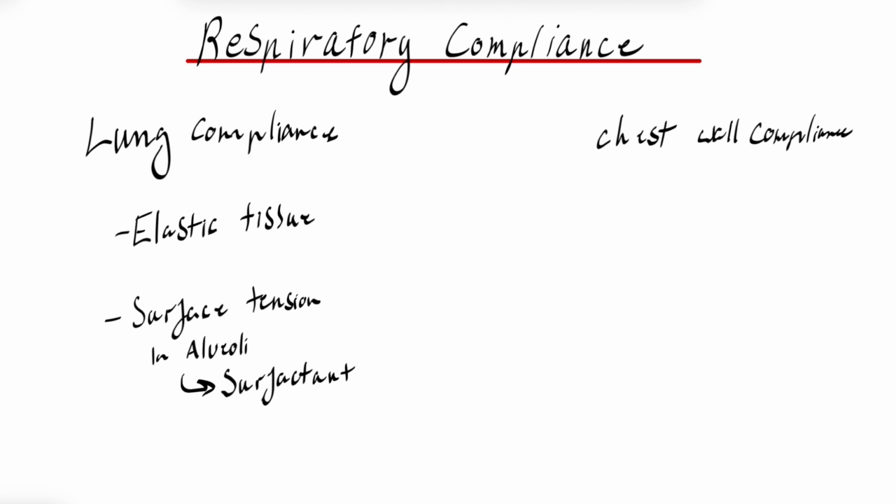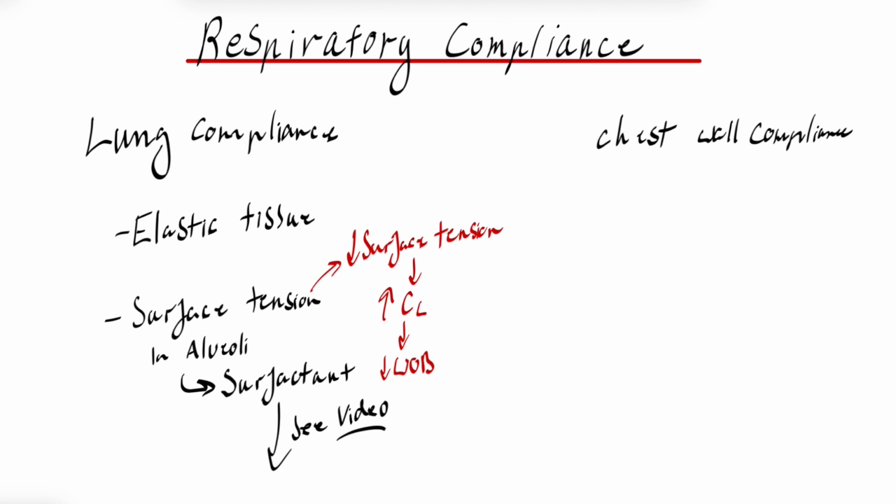So surfactant's produced by type 2 pneumocytes, and I've linked a video in the description where we talk a bit more about surfactant, and its role is to reduce alveolar surface tension. And by reducing surface tension, it increases the lung compliance, it decreases work of breathing, it stabilizes the alveoli, and it prevents collapse. Without surfactant, the lungs become stiff and difficult to inflate, and this is seen in Neonatal Respiratory Distress Syndrome.